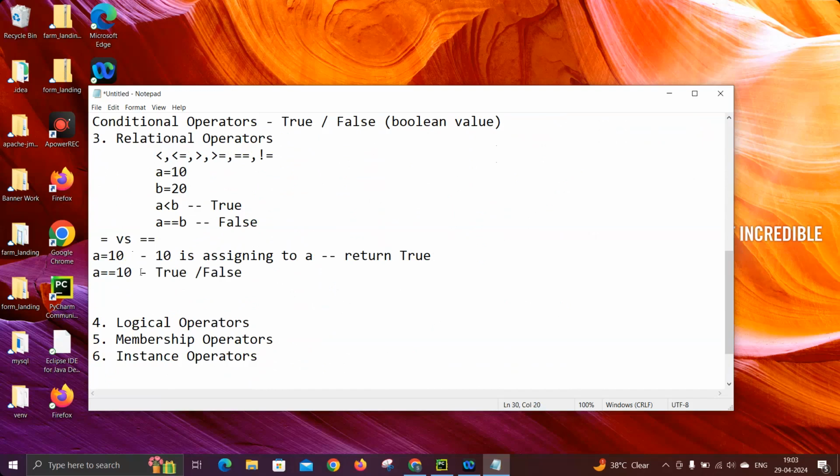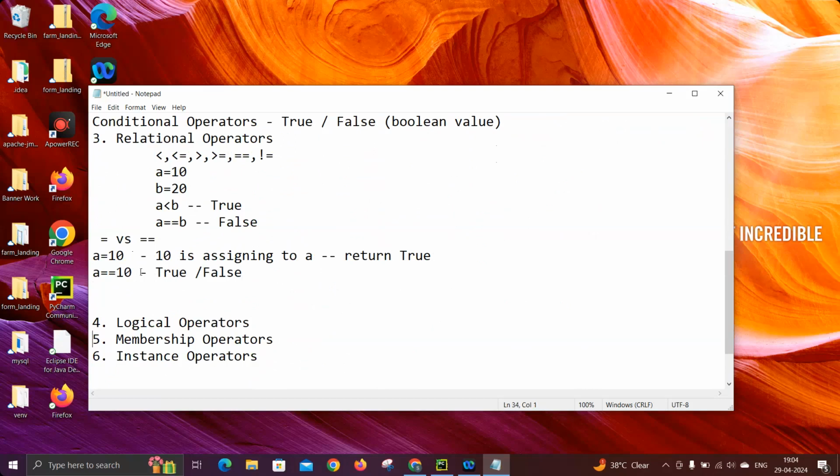For example, if the a value is 10, then it returns true. If the a value is other than 10, it returns false. So double equal always checks the value in a. If it matches the right side value, it returns true, otherwise false. But a equal to 10 always returns true, because 10 is stored into a. Remember, interviewers mostly ask this kind of comparison. That's what I'm repeating. So equal means storing, double equal means comparison. Remember. So this is all about your relational operators.